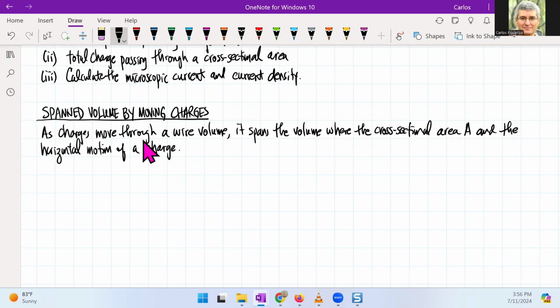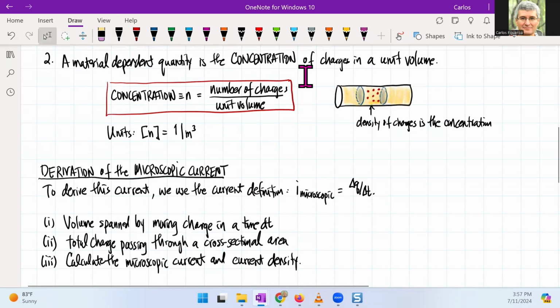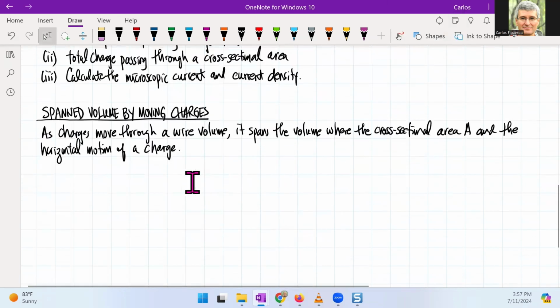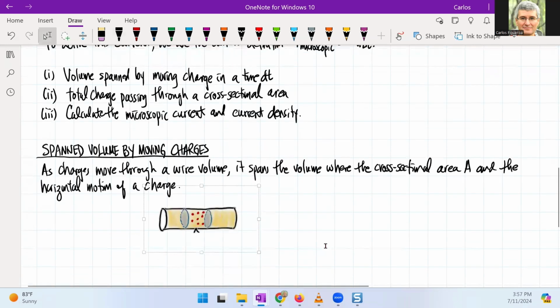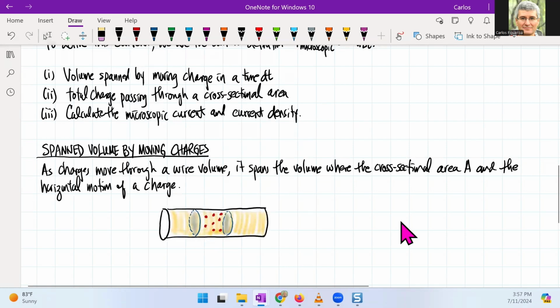So when I'm looking at this, I imagine that we have this wire. I'm going to make this a little bit bigger just so it's easier to deal with. In order to get a volume, we need the area here, and note that that's the area of this wire, or the cross-sectional area.